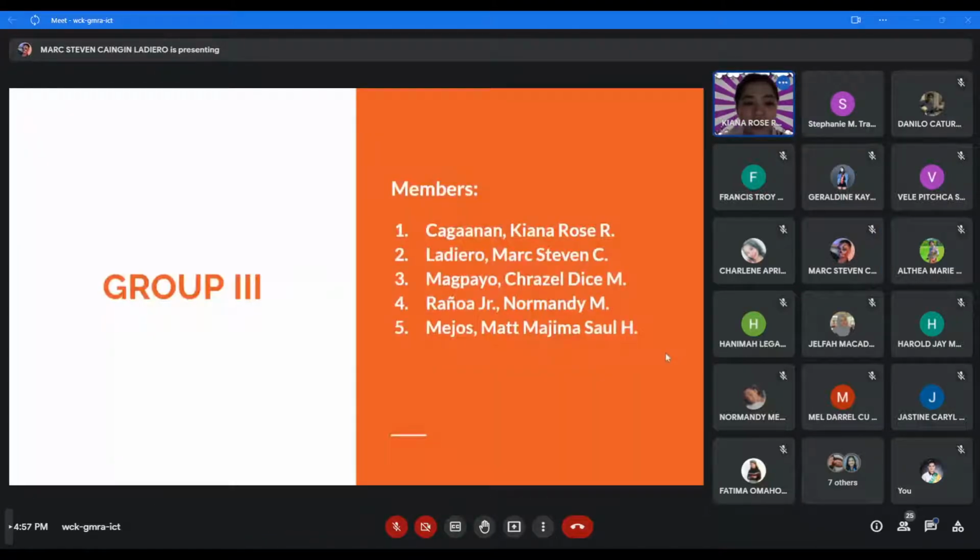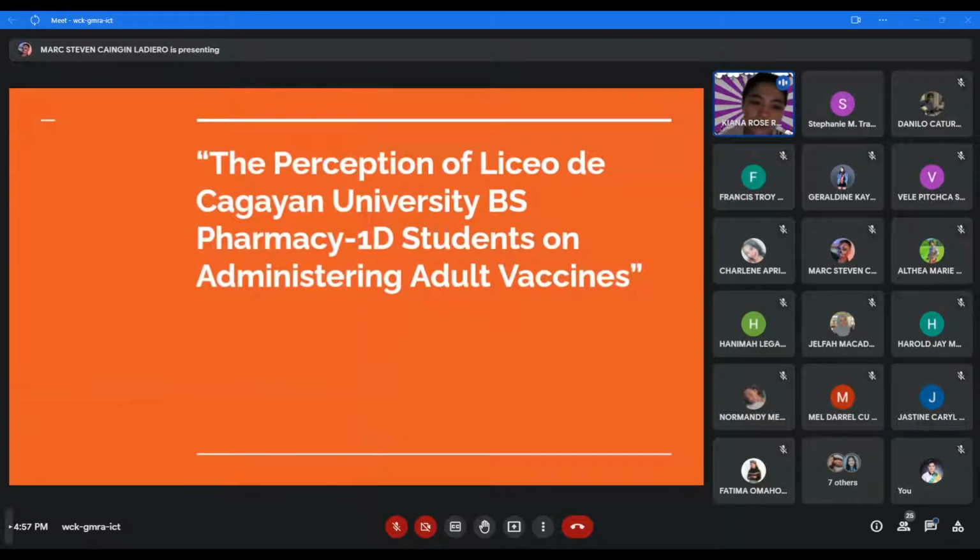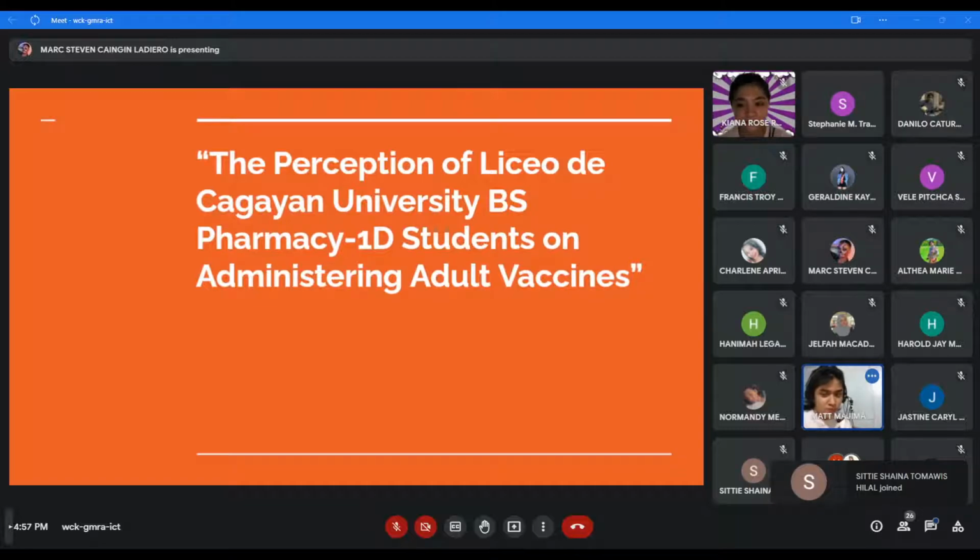We are Group 3, and our research title for today is The Perception of Liceo de Cagayan University BS Pharmacy 1D Students on Administering Adult Vaccines. At this juncture, may I call on Mr. Mejos to present the reasons why we chose this research topic. Thank you, Kiana. Good afternoon, ma'am, and good afternoon, classmates. Me and my group mates derived this topic for its relevance and timeliness. We all know that the vaccination program of the government has been a controversy in the present times. So for the reasons and objectives, next slide, please.